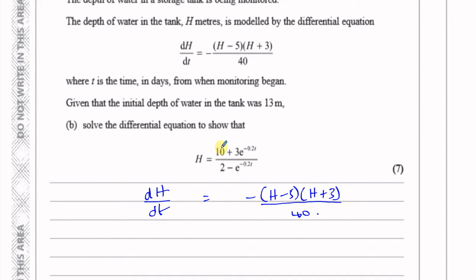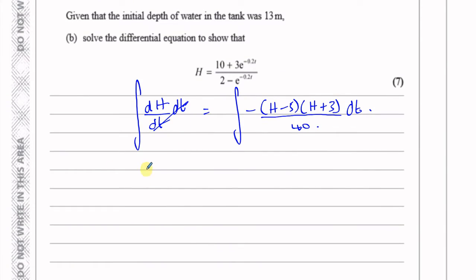Some people just memorize things like you move this there and you put that there. But I want you to understand what's actually happening here is we're integrating both sides with respect to t. That's what we're going to do. So I'm going to integrate this side also with respect to t. Now this cancels with that, and you're left with the integral of dh on this side equals, I'll put the minus outside, and the integral of (h minus 5) times (h plus 3) over 40 dt.